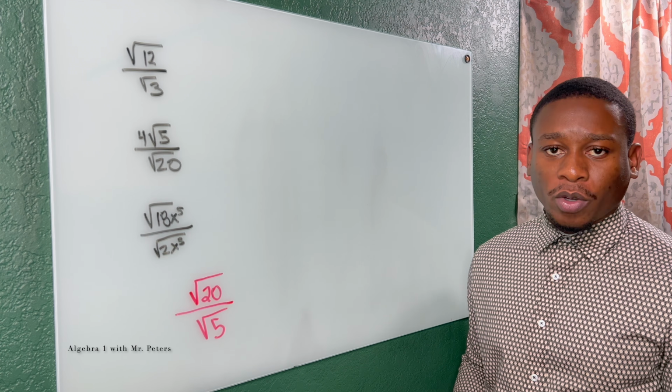Now with this step, everything has the same radical. We just need to add and subtract the numbers in front. So 5 plus 5 gives me 10, plus 8 gives me 18. 18 minus 3 is going to give me 15 radical 7.